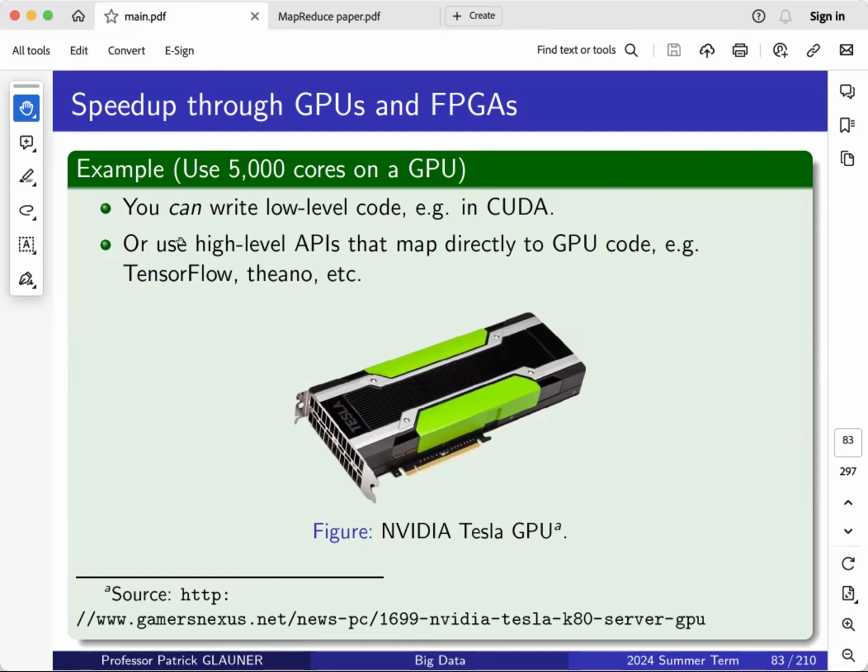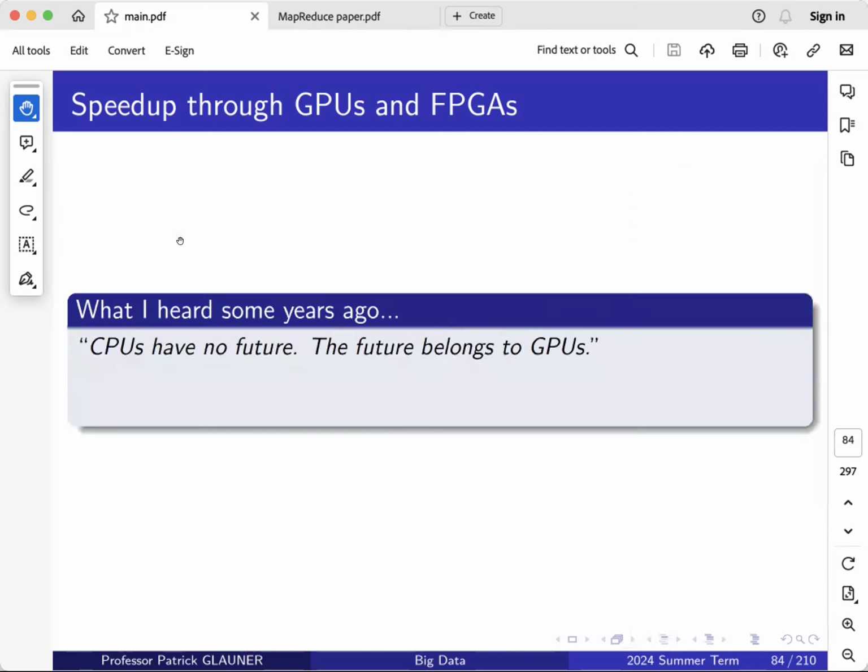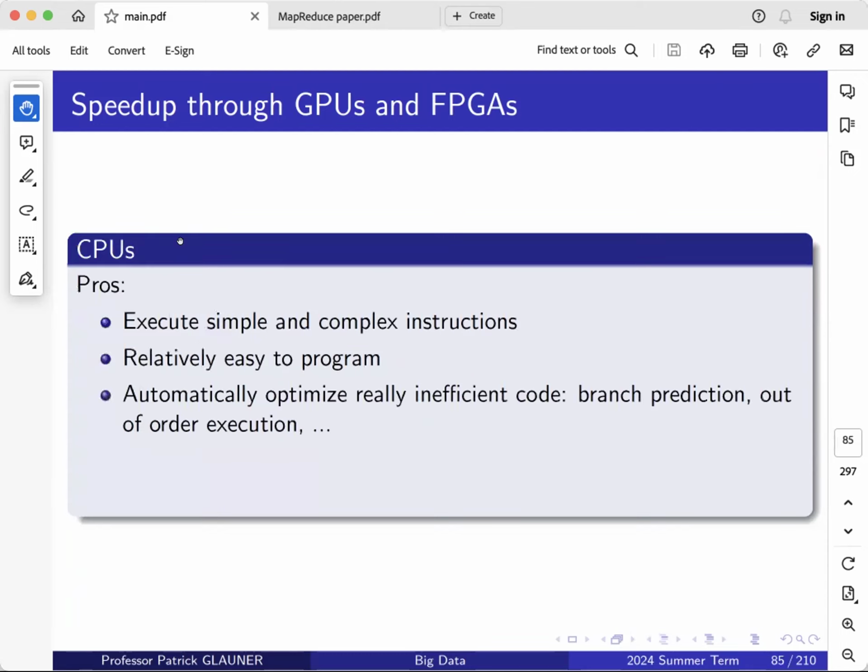But we still need CPUs. And I want to tell you, some 10 years ago or something, someone told me something. I'm not saying who, but I have written down this quote here. And this person said that CPUs have no future. The future belongs to GPUs. Personally, there is some truth to that statement, but I think it's highly exaggerated, and it depends on what kind of tasks you're actually talking about.